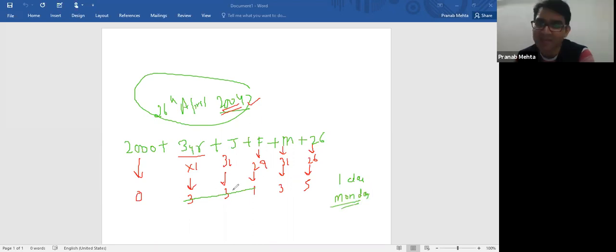All right. You can add this. If you want, you can add this. For example, 3 plus 3 is 6, 6 plus 1 is 7, 7 plus 3 is 10, 10 plus 5 is 15. 15 days means 14 days can form 2 weeks. So 14 days are removed. So we are left with one more day.